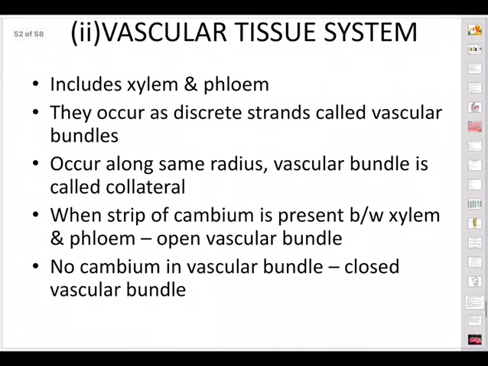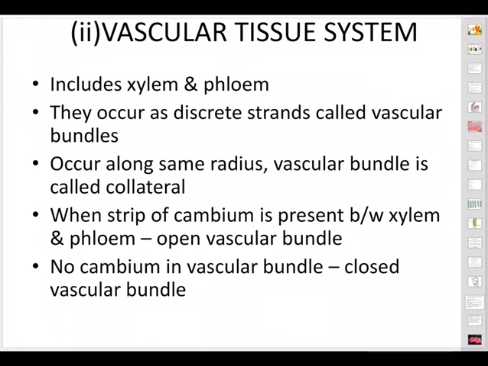Now, in particular, the vascular tissue system, as I said, includes xylem and phloem. Now I want you to focus on the many technical words that you come across. Please write down all the technical words on a paper and write what each means to you. For example, what is a vascular bundle? First of all, you should know vascular tissue consists of vascular bundles.